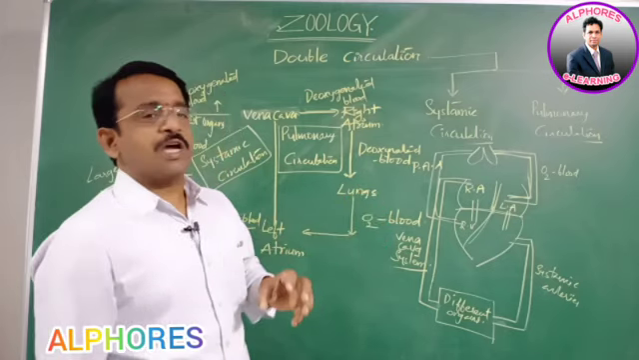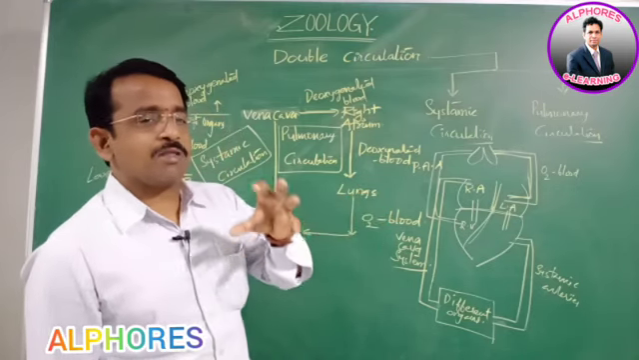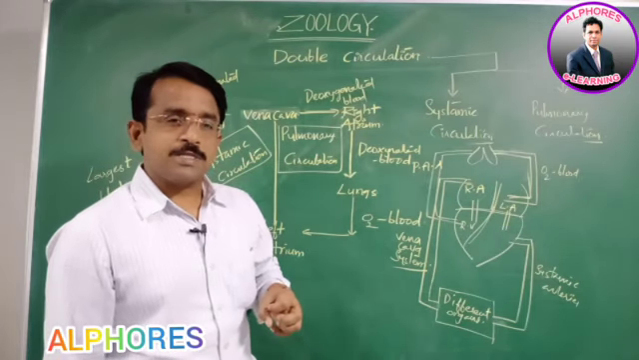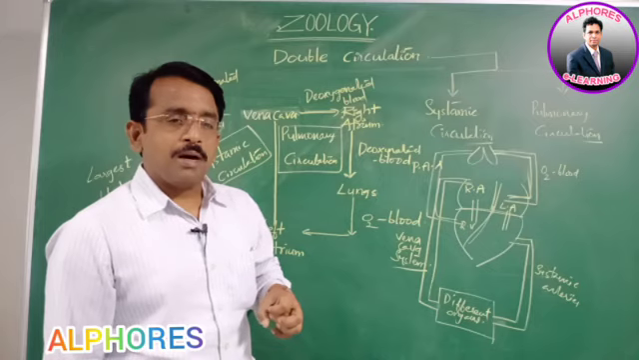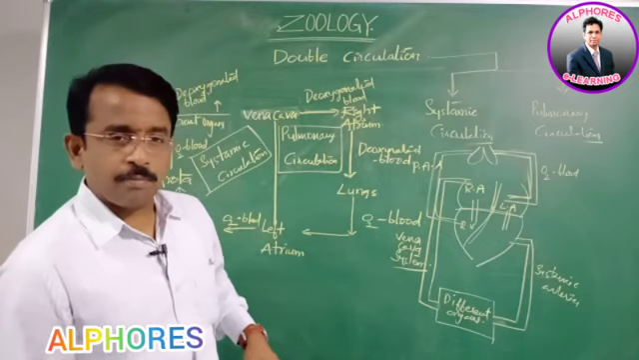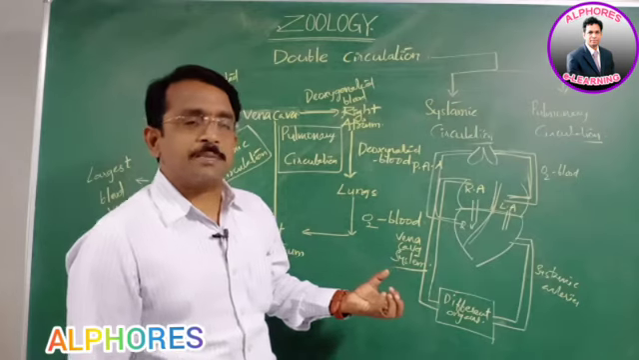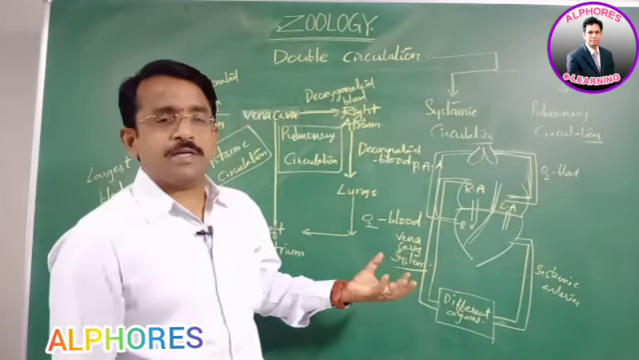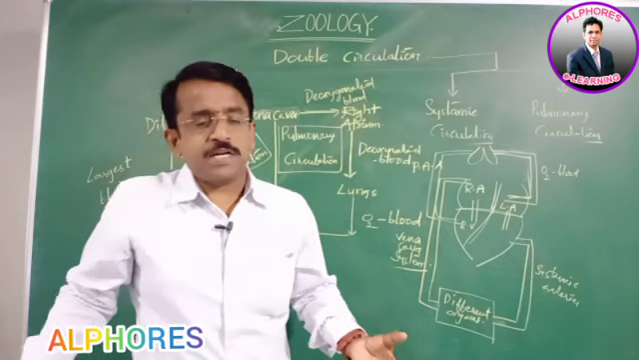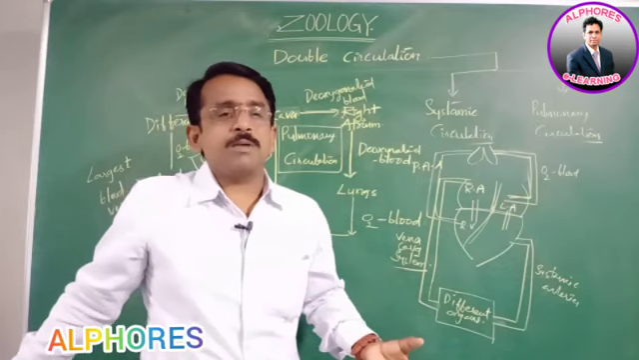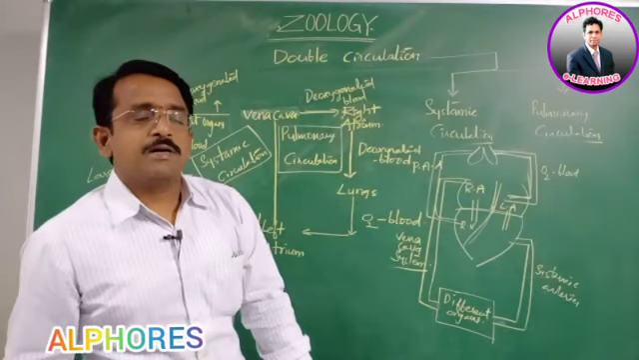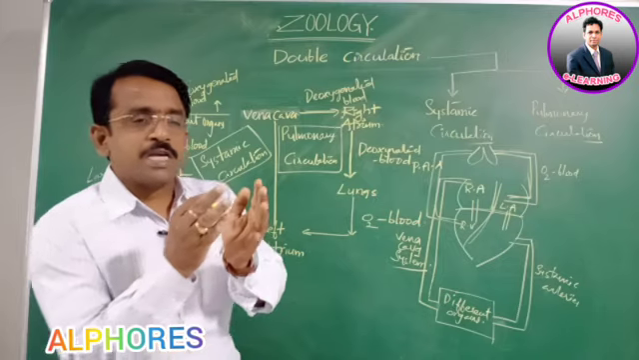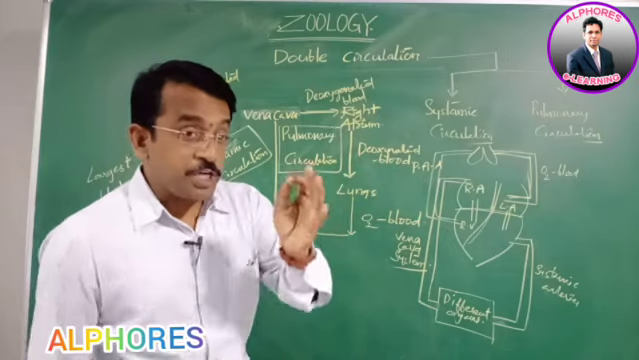And in this connection, we have to see what the advantages of the complete double circulation are. That is, blood mixing is avoided as the ventricles are completely separated. The blood mixing is avoided: the right side of the heart holds deoxygenated blood, the left side holds oxygenated blood, and the oxygenated and deoxygenated blood are separately and efficiently pumped.